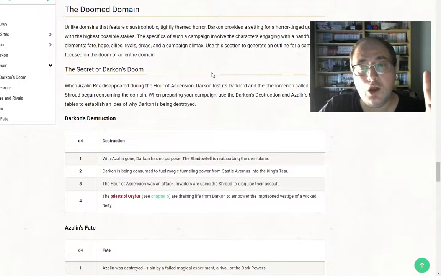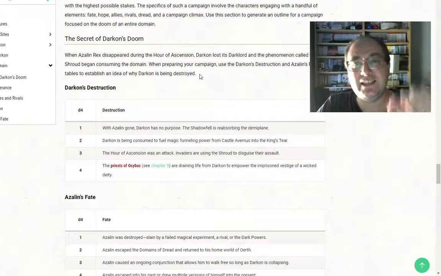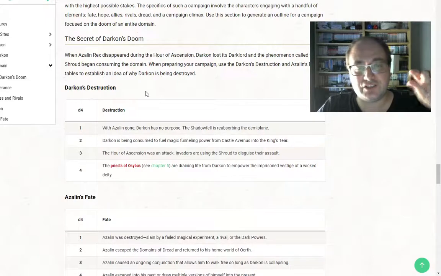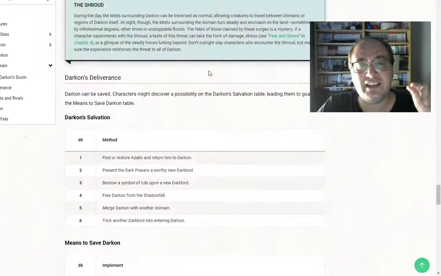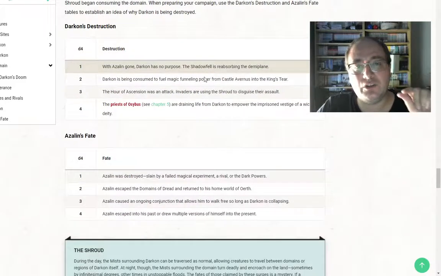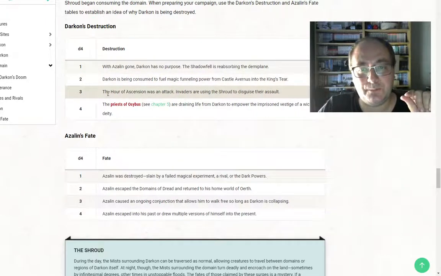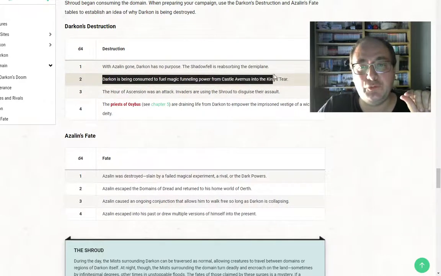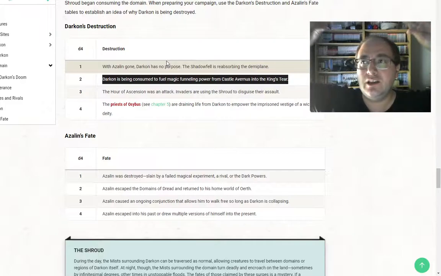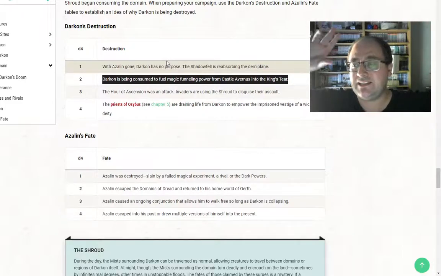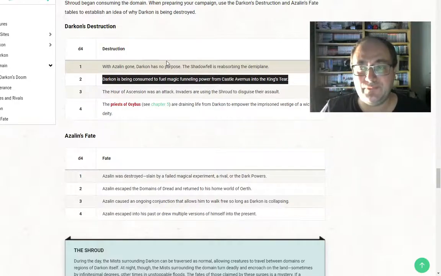Cool. By taking these tables, for example, Darkon's Destruction or Azalin's Fate and Darkon's Salvation, you then decide, okay, how is Darkon going to be destroyed? Or why is it being destroyed? Oh, it's being consumed to fuel magic, funneling power from Castle Avernus into the King's Tier. Whoa, okay, crazy. You've got this giant floating crystal sun in the sky that is basically sucking all the power out of this domain. Cool, go to Castle Avernus and destroy this magical device to save Darkon.